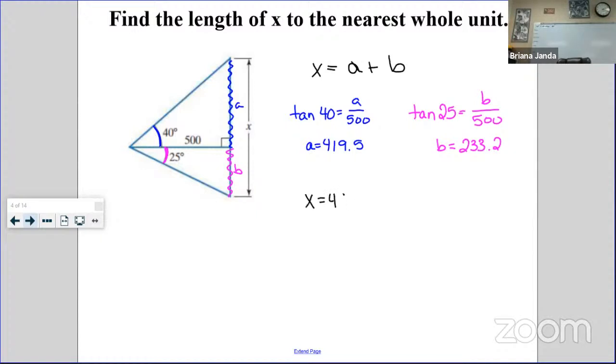So then putting all of that together, knowing that the question really is, what is the length of X? We have 419.5 plus 233.2, which comes out to 652.7. They did say to the whole unit, so I would say 653.